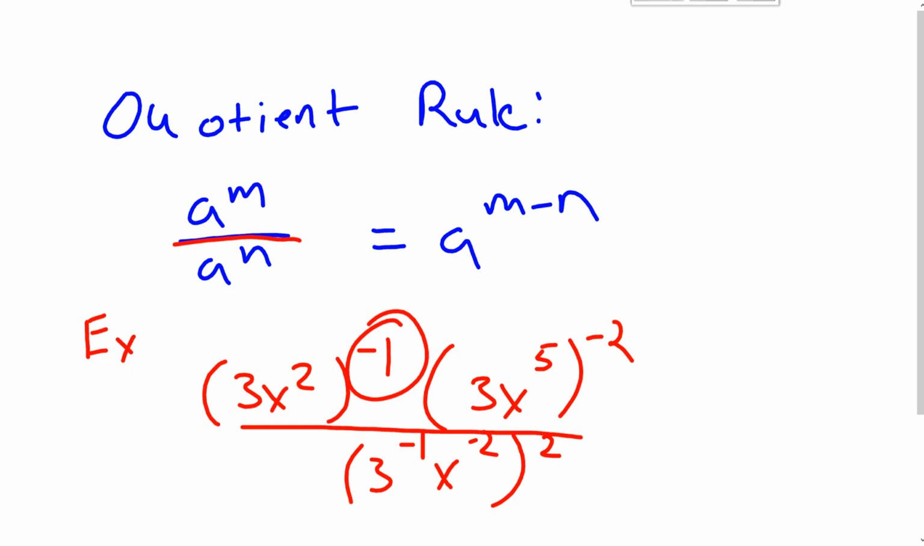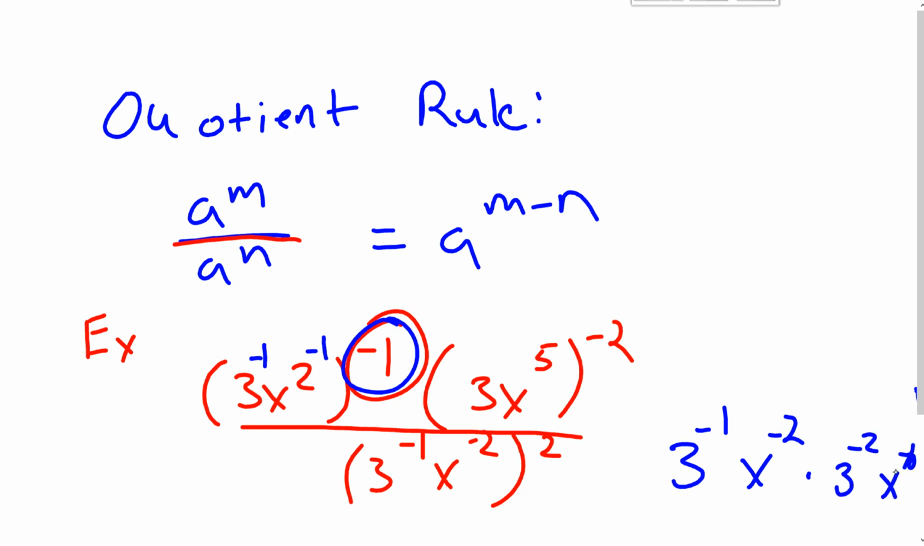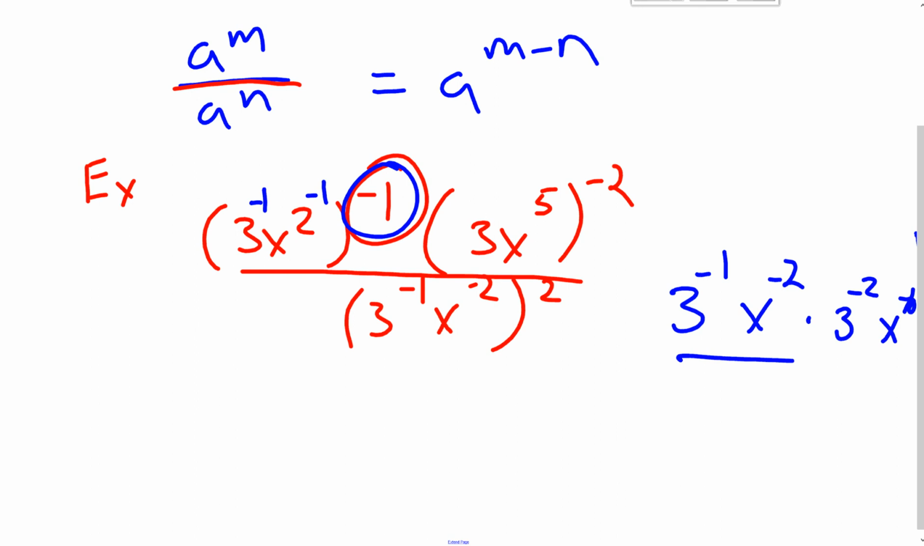So I can go ahead and do this real quick. This would be 3 to the negative 1, right? My exponent stays an exponent on all these, and when we raise powers to powers, we multiply. So there's x to the negative 2, and then this would be times 3 to the negative 2 and x to the negative 10. And then on bottom, we would have 3 to the negative 2, x to the negative 4.